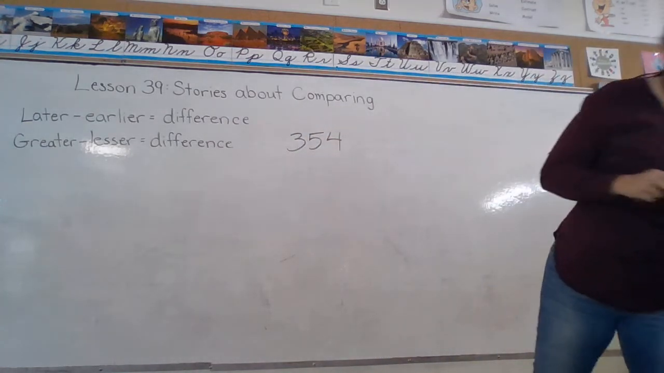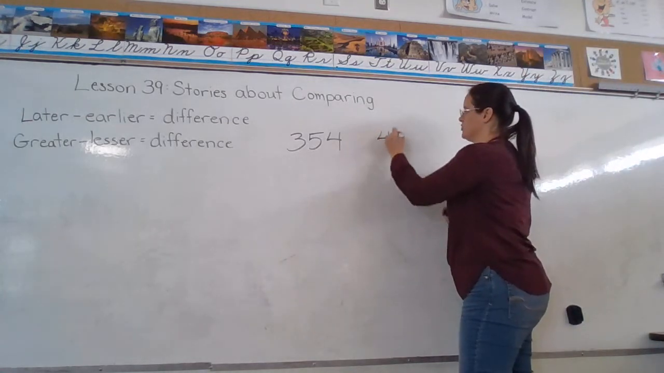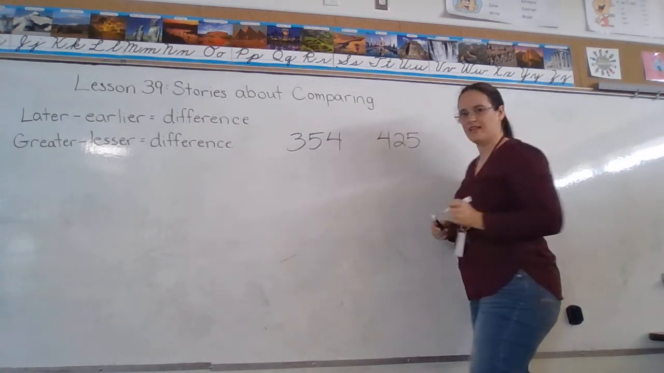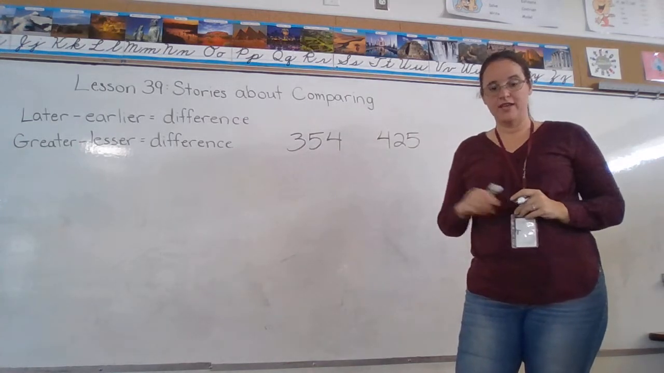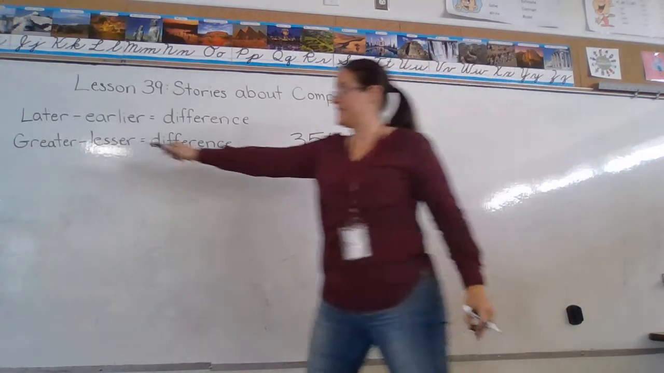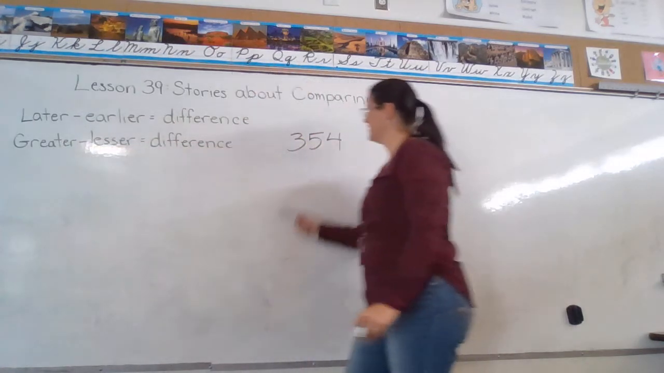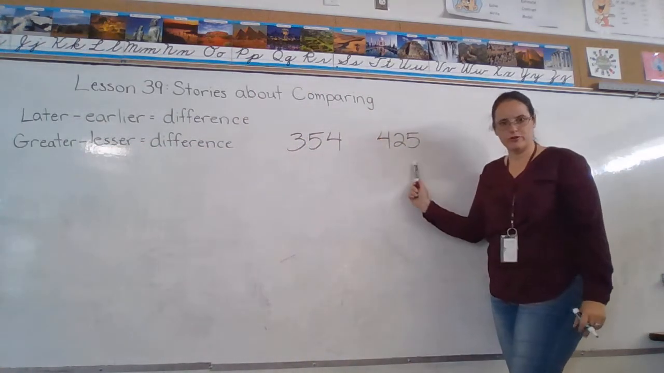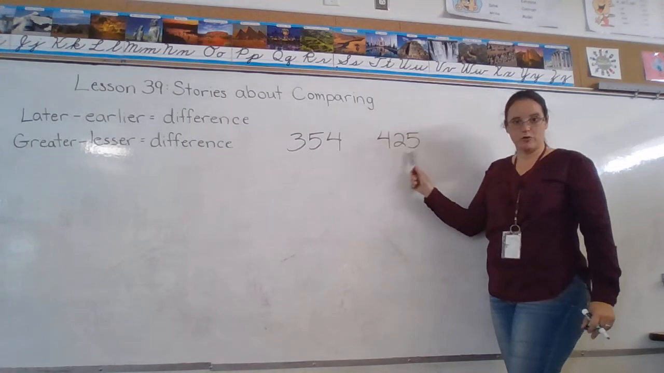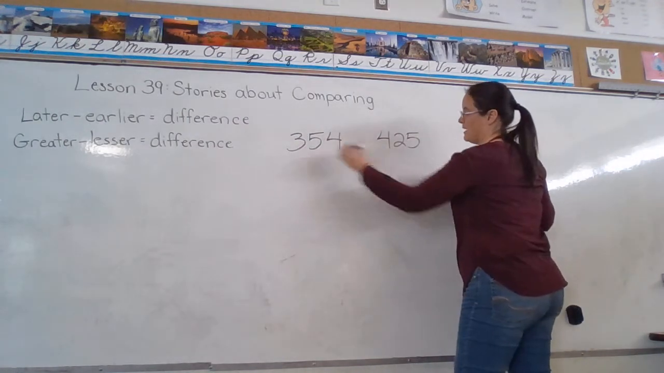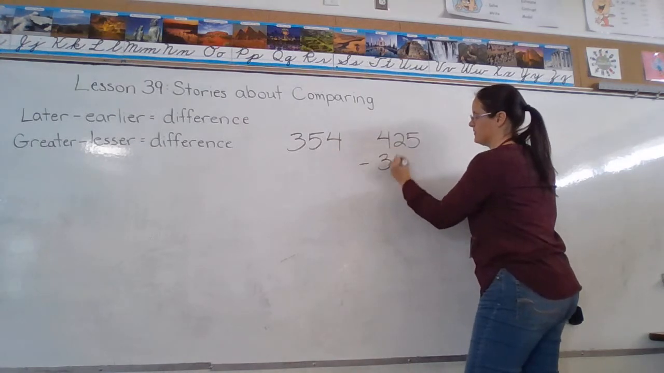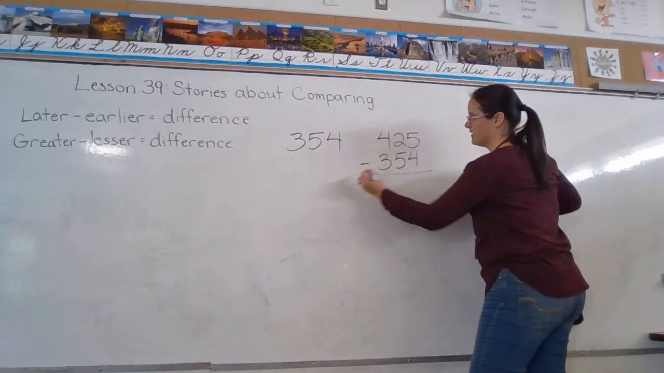His brother scored 425 points. What is the difference in their scores? So first we have to set it up. We're going to take the greater amount, 354 compared to 425. 425 is greater. So from that, I'm going to subtract my lesser amount, which is 354.